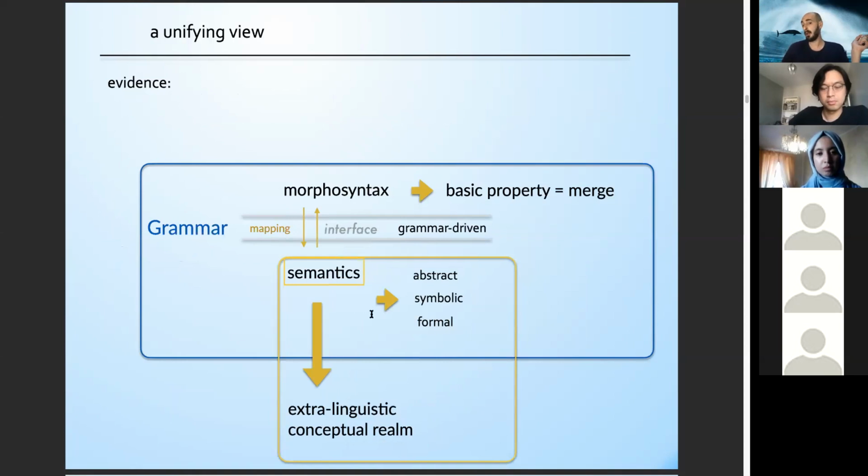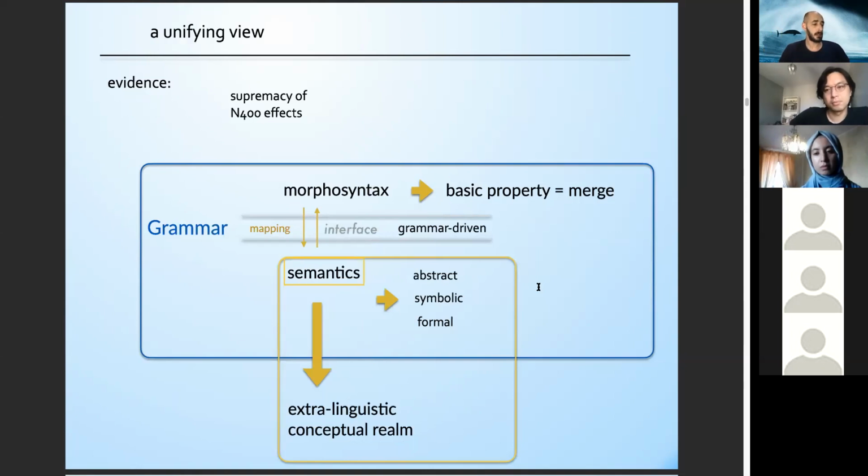So if you really want to answer the question, where is semantics in the brain? Maybe we might say that semantics is kind of shared between grammar on the one side and conceptual, extra-grammar, extra-linguistic stuff on the other side. And it's kind of crossing the two domains.